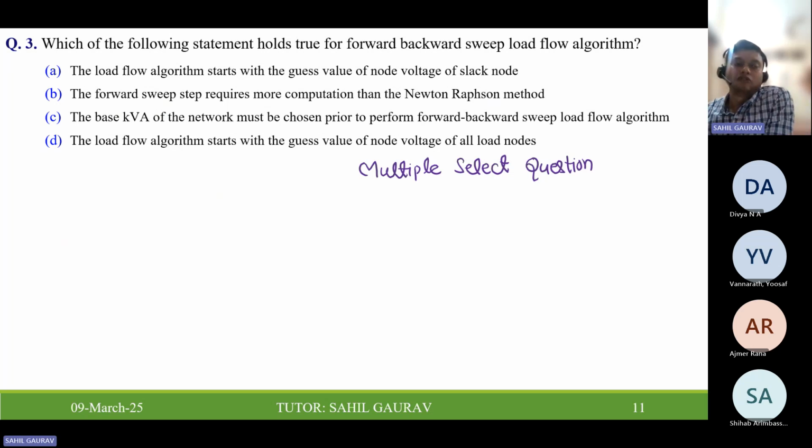So the first option is: the load flow algorithm starts with the guess value of node voltage of slack node. For the slack node, it is generally specified. It is not a guess value, so it is incorrect. It is not a guess value, it is specified. For the slack node, it is already specified that V or delta is given.